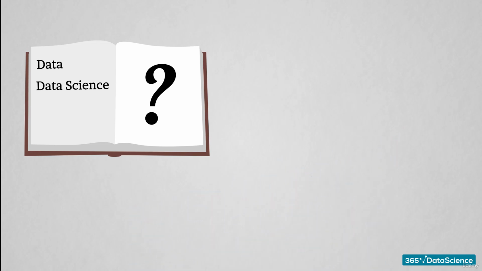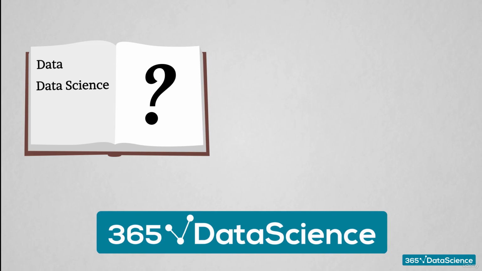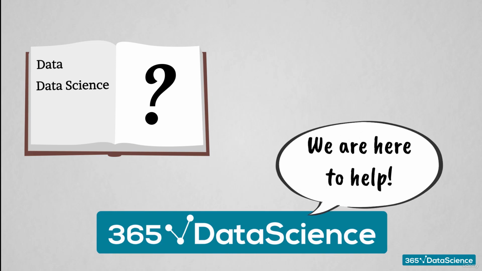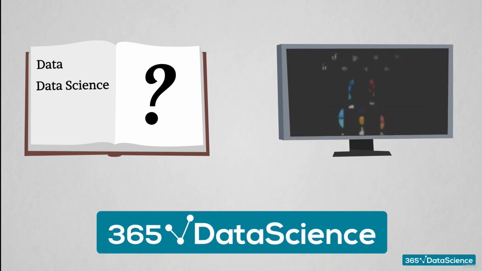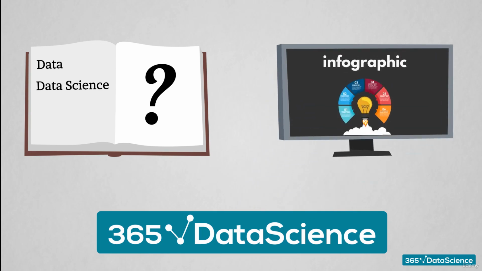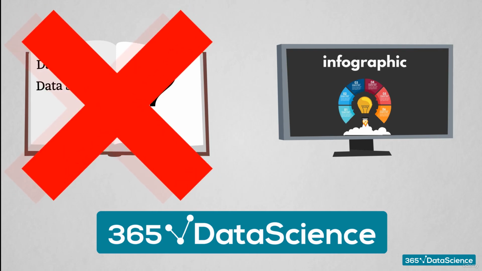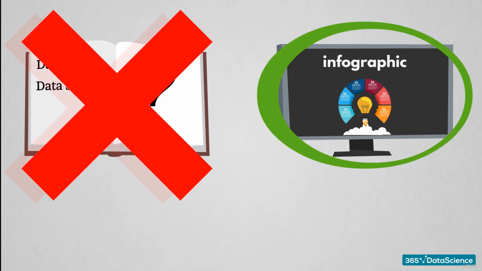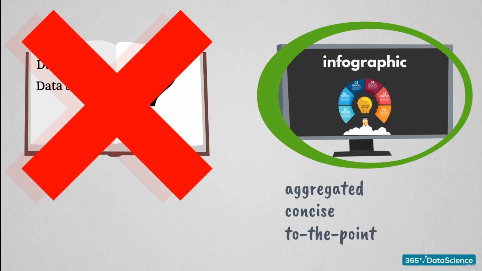But bear with us a little longer. We, the 365 Data Science team, are here to help you sort through the clutter and see data science in a whole new, brighter, clearer light. We have designed a unique infographic to put everything together. Of course, you could search the internet for different glossaries, but why waste time? With us, you will find an aggregated, concise, and to-the-point structure containing all technical and business terms that are frequently used in the field of data science.